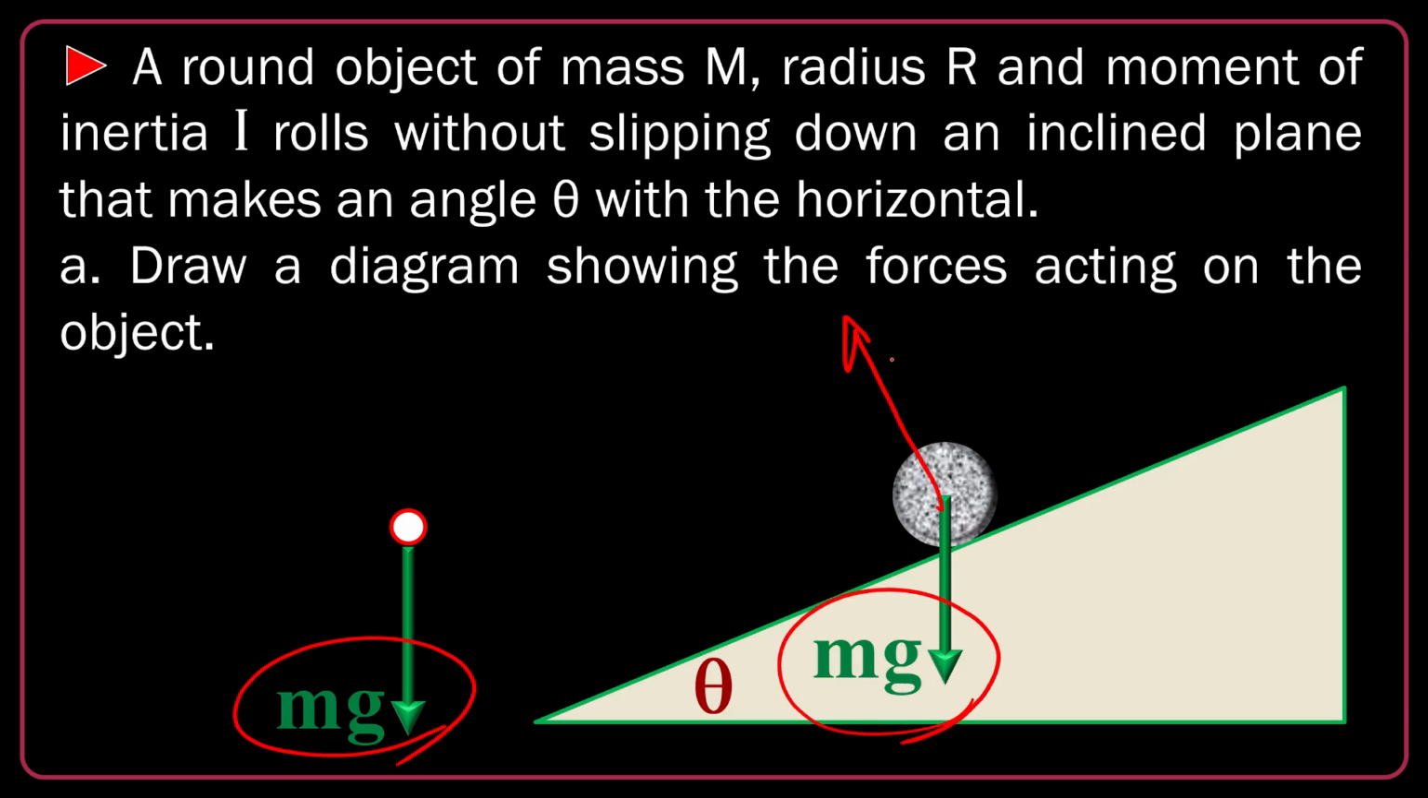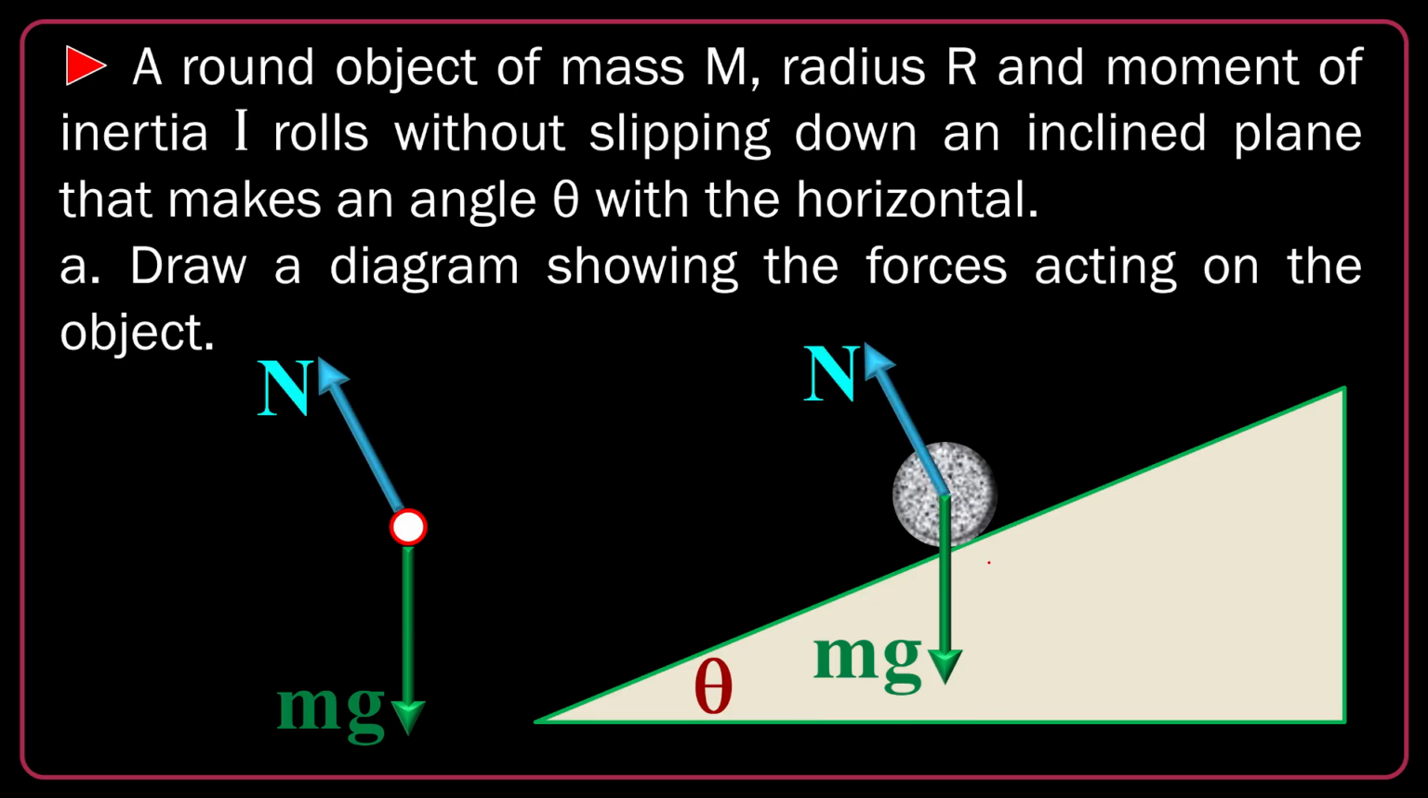The other is the normal force that the ramp exerts on the object to hold it on the ramp. And the other is the friction. Which kind of friction? Static or dynamic? Yes, static. Why? It's rolling without slipping, meaning that the bottom point of the object in touch with the ramp is always at rest relative to the ramp. So it's not dynamic friction, it's just static friction.